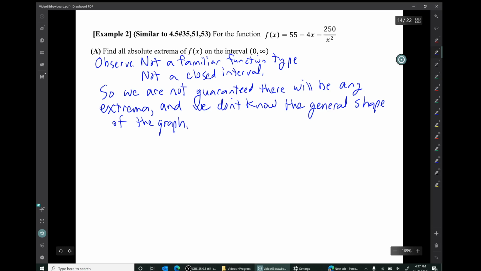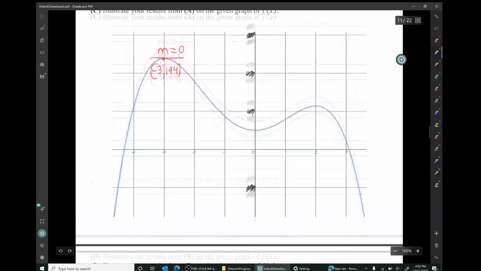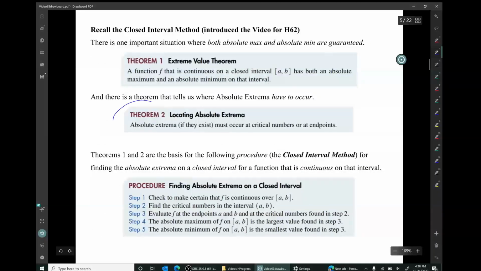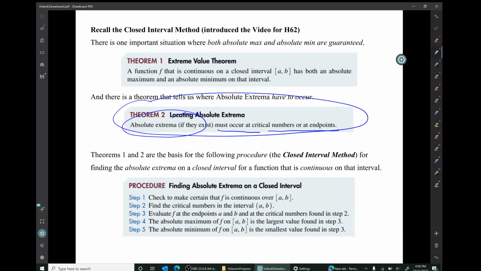So what do we do? If we can't reason at the beginning about what kinds of extrema we know we're going to have, what do we do? Well, let's go back up and look at our theorem. Theorem 2. Again, if there are any absolute extrema, they must occur at critical numbers or at endpoints. Well, we don't have any endpoints, but our only hope here is maybe there are some critical numbers, and maybe we can figure out something about what goes on at those critical numbers and figure out whether they're absolute maxes or mins.